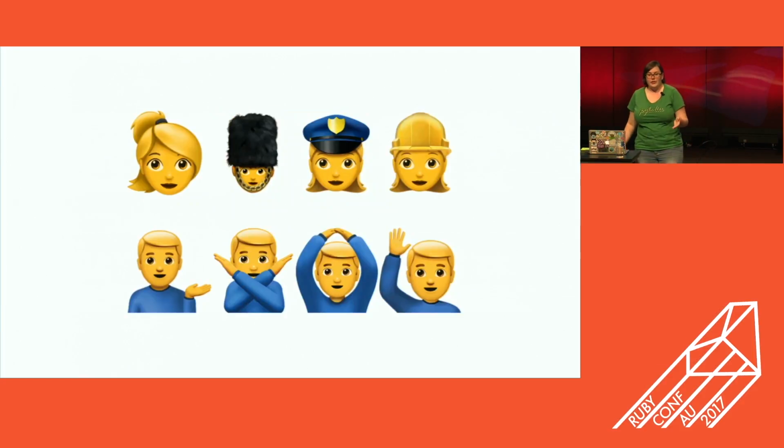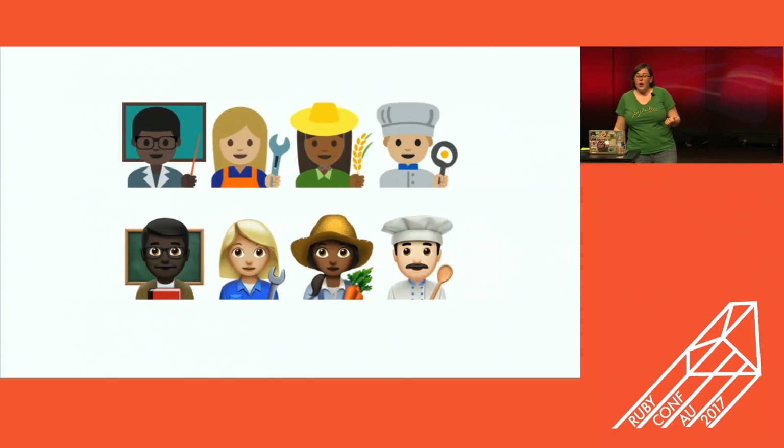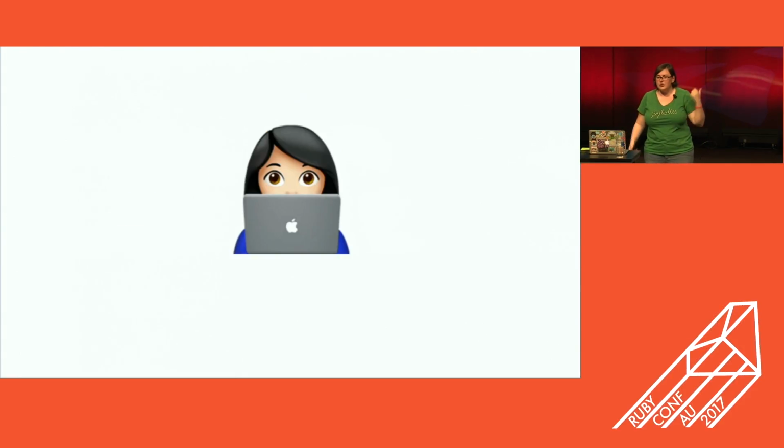Also, as of really recently, genders are now a thing. So now you can have a male and female policeman, a male and female construction worker. All the Japanese iconography is now available in both men's and women's. Also, gendered professions. So you can now have a black male school teacher or a female blonde mechanic. And not only can you have farmers and chefs, if you combine woman, your choice of color, and a laptop, you literally get an emoji that looks like me.